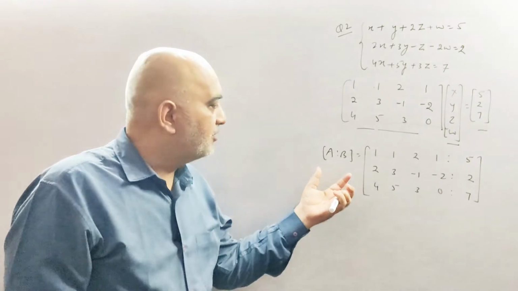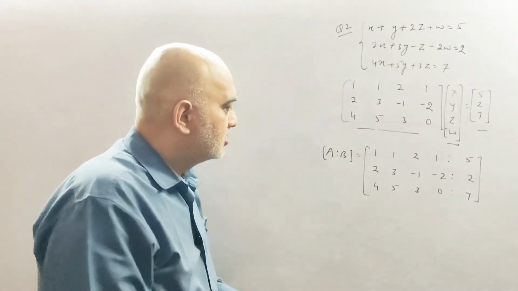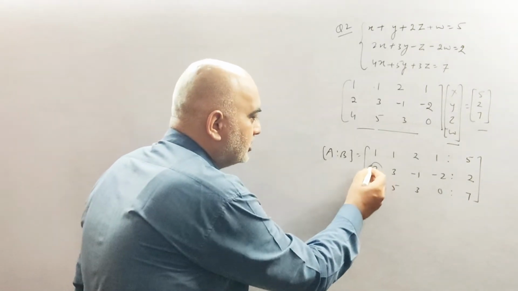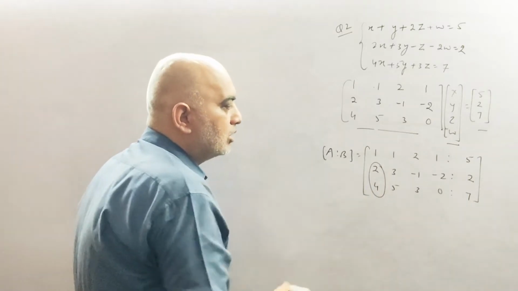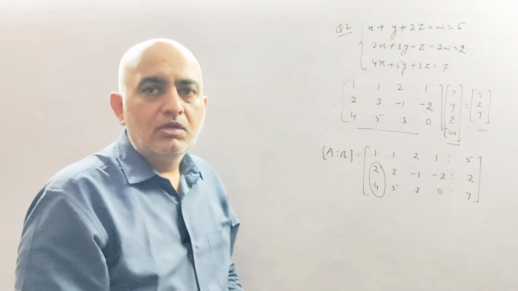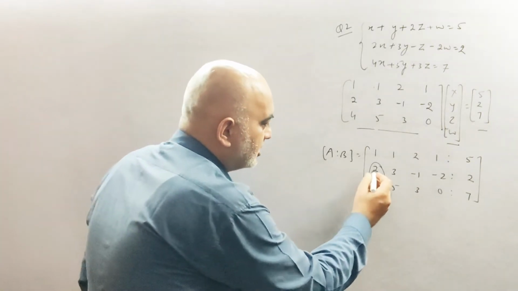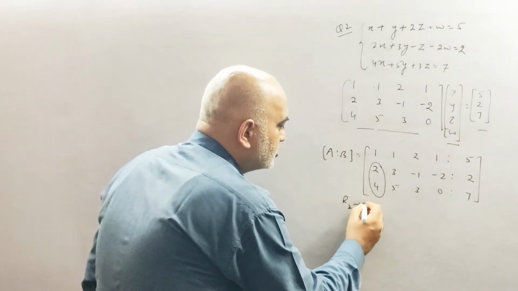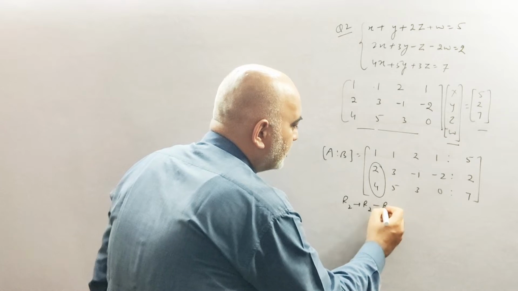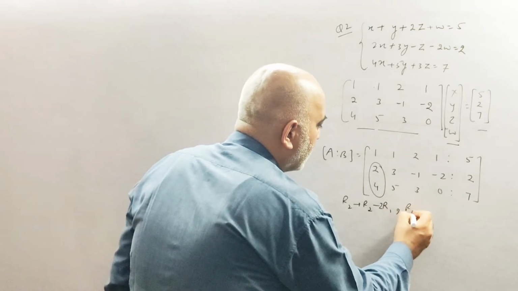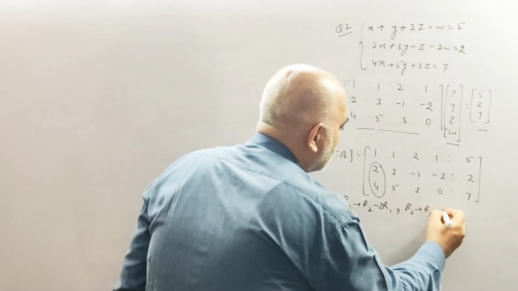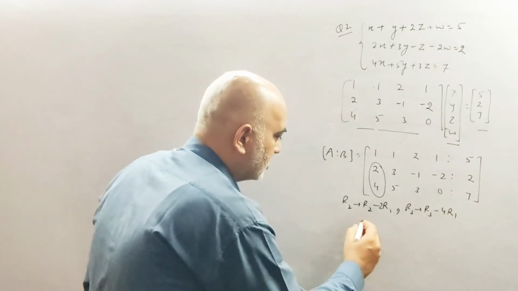Now, after making the augmented matrix, what will you do? You have to make these two elements 0. We have to convert the given system into the upper triangular matrix again, right? So first of all, you should make these two elements 0. So R2 changes into R2 minus twice R1, and R3 changes into R3 minus 4 times R1.